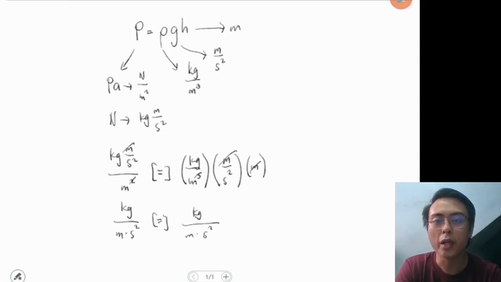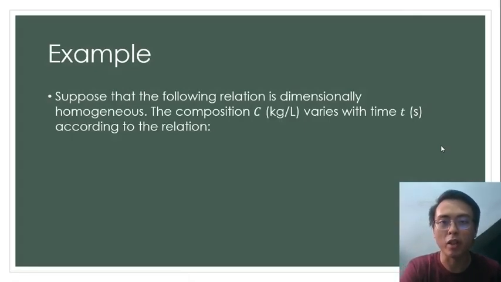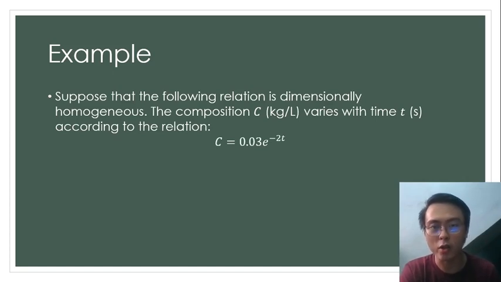How do we apply the concept of dimensional homogeneity to our problems? So take a look at this example. Suppose that the following equation is dimensionally homogeneous. The composition, C, with units kilograms per liter, varies with time t with units of seconds according to the relation C is equal to 0.03 e raised to negative 2t.